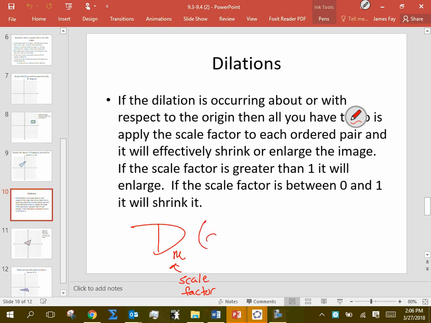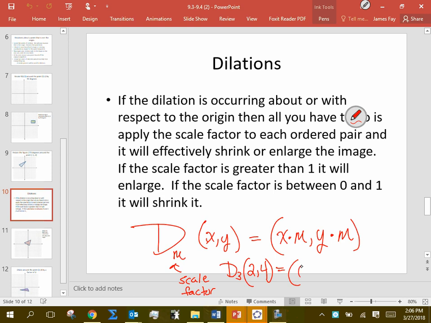If I have a point X, comma Y, when I want to dilate it by a scale factor of M, all that happens is that you multiply your X by M, you multiply your Y by M. So if I have the dilation of a scale factor of 3 for the point 2, comma 4, what's that going to turn to? 6, comma 12. What's M stand for? M is just a number.